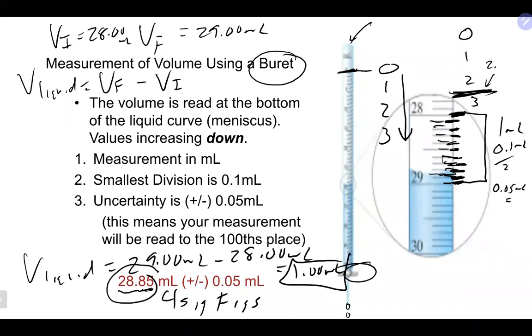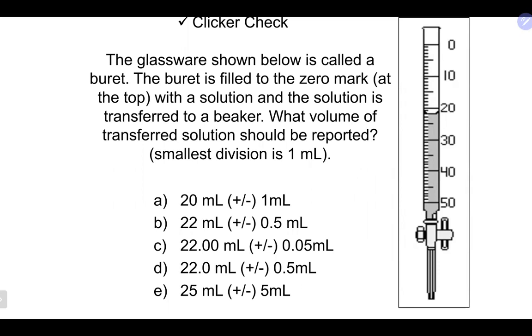Any questions on that one? So a burette's a little bit different than a lot of pieces of glassware that you use, because the scale is sort of backwards. And again, it's because we really do fill it from the top and let it go out from the bottom there. Okay, let's take a look.